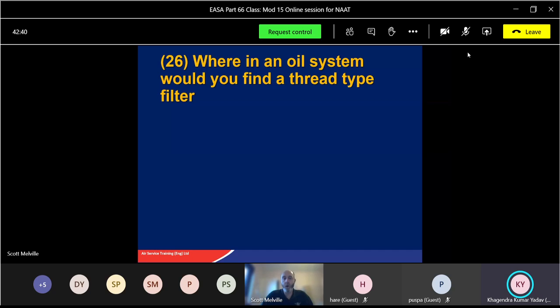What's a thread type filter also known as? If it's a thread type, it means we screw the filter in. A very small gauge of wire or mesh, so it's only going to pick up very, very small particles of debris. It's called a thread type filter, but also known as a last chance filter. So where would you find that one?